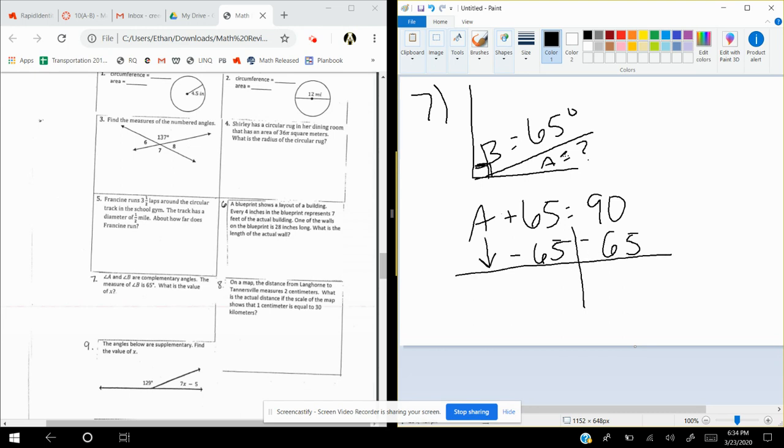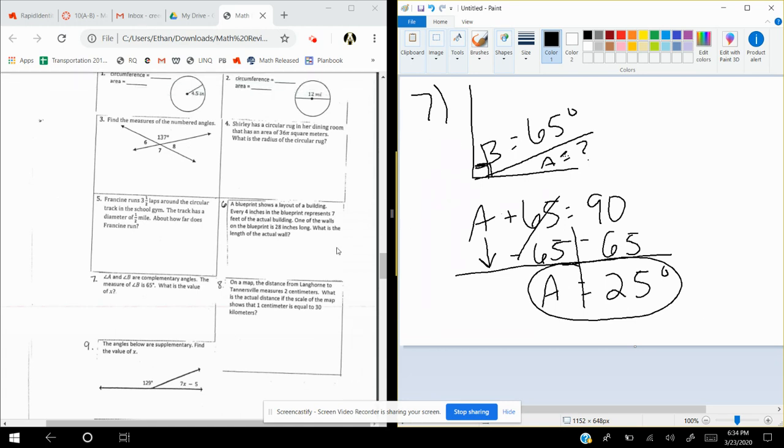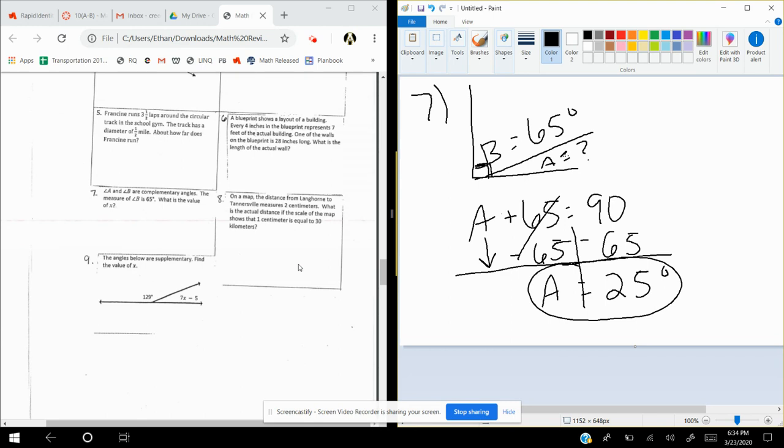A, I'm going to drop it down. 65 minus 65 is going to be 0. So A is now equal to 90 minus 65, which is going to be 25 degrees. And that would be your missing angle there. It says what's the value of x, but angle A is just x in this case, so that works right there. So A equals 25 degrees. That's a pretty easy problem. Shouldn't have taken a whole lot of time to do that one.